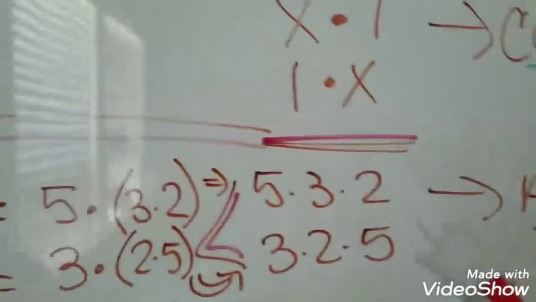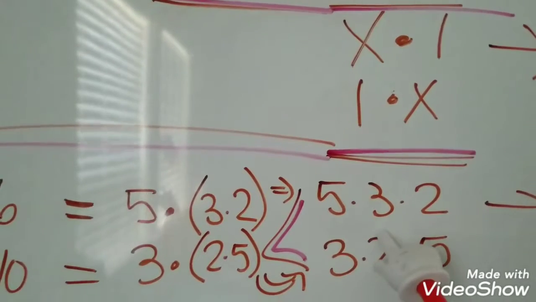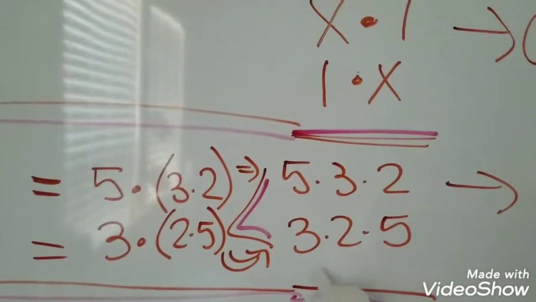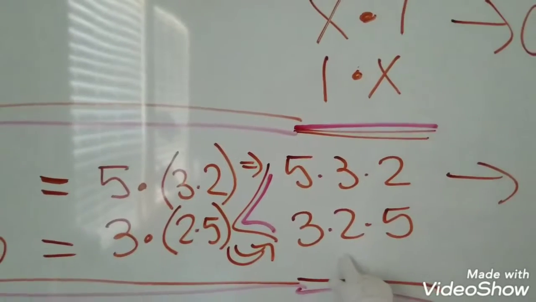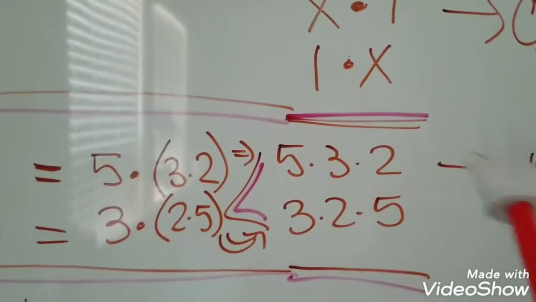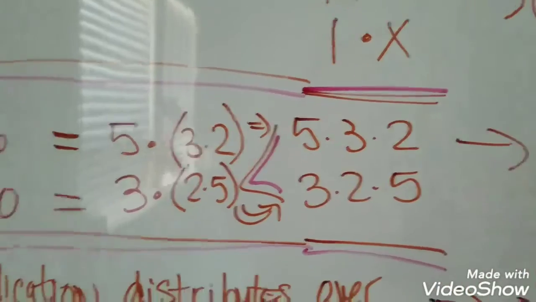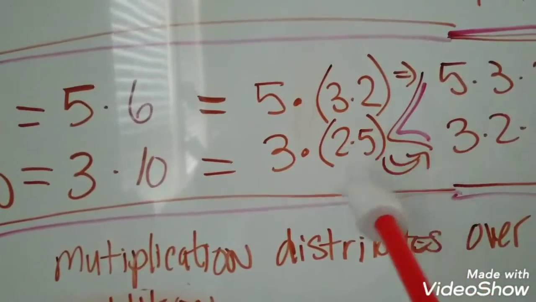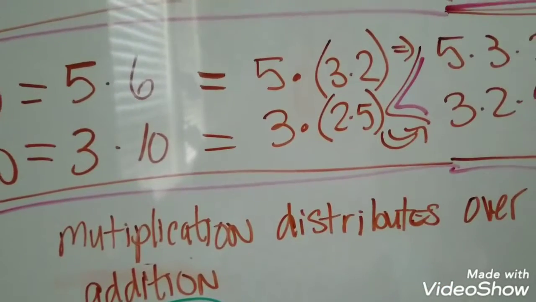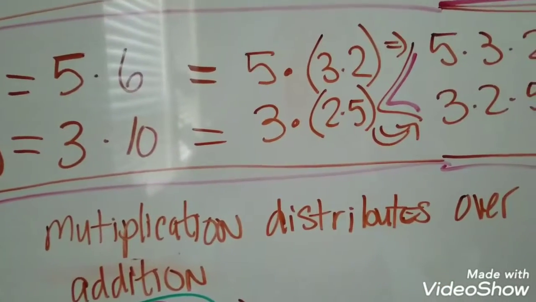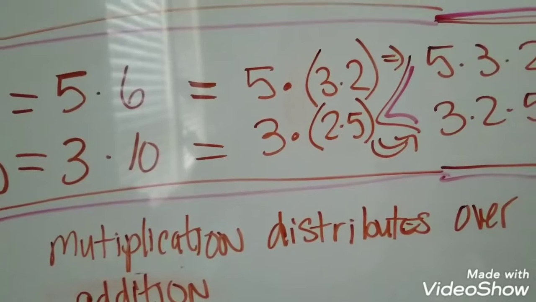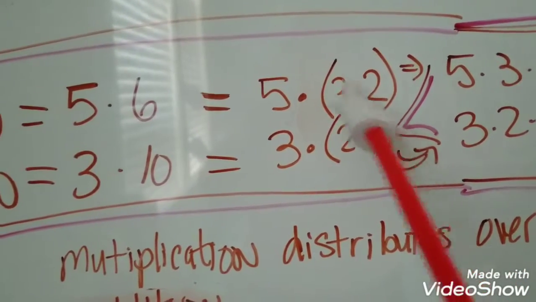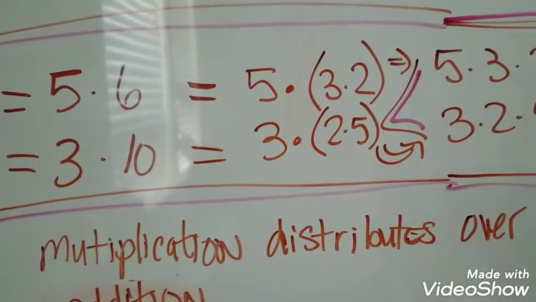Okay, back to this. So 5 times 3 is 15. 15 times 2 is 30. Let's change the order. 3 times 2 is 6. 6 times 5 is 30. Same answer. Let's say we had some parentheses around them. If we had parentheses around them, we know through PEMDAS, order of operations, we would do what's in the parentheses first. So 3 times 2 is 6. 6 times 5 is 30.